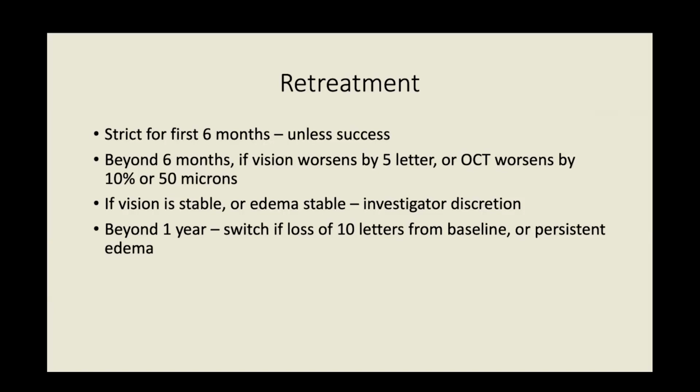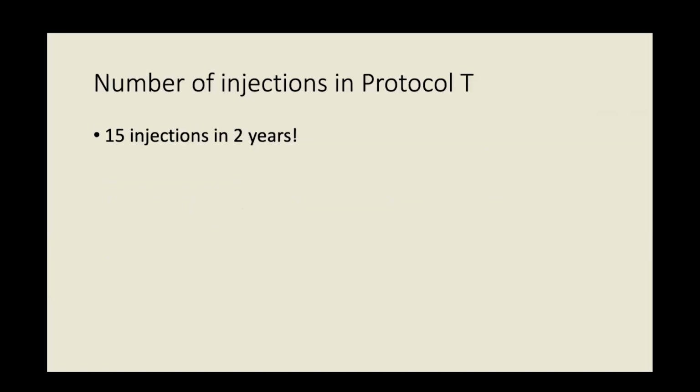But if the patient has completed 6 months, you can hold off on the injections even if there is edema. So if the edema is stable and the vision is stable, you may choose to not inject in these patients. The number of injections in protocol T was about 15 injections in 2 years.